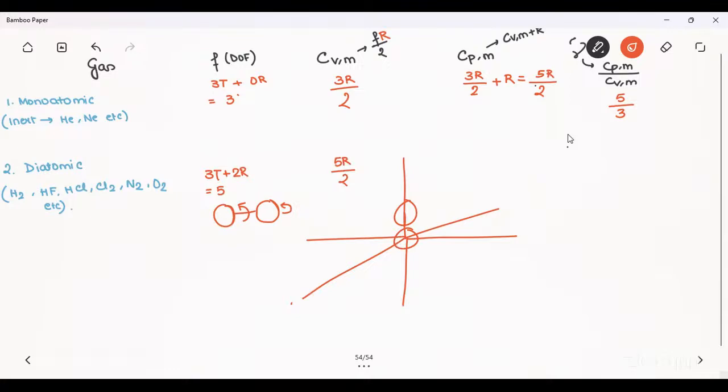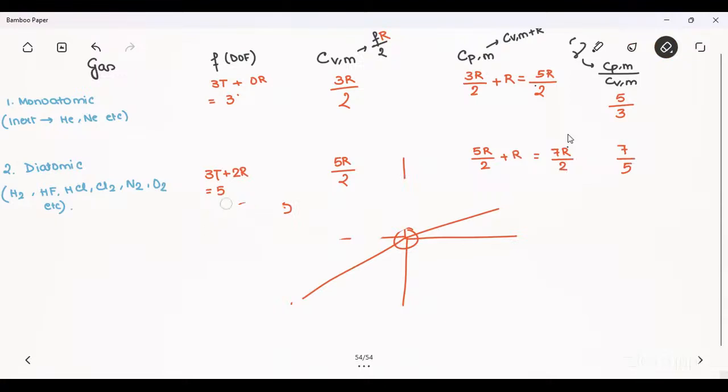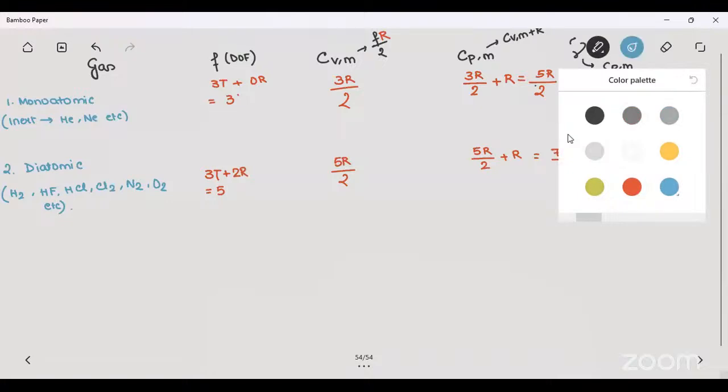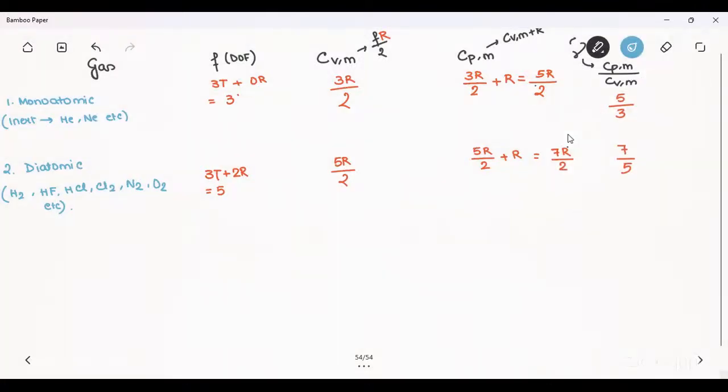So CVM will be 5R by 2, and CPM will be 5R by 2 plus R. So what will be this? 7R by 2. And what will be gamma? 7R by 2 divided by 5R by 2. That will be 7 by 5. Is this part clear? Everyone, is this part clear? Yes or no? No one is replying. Is this part clear? Yes, ma'am.